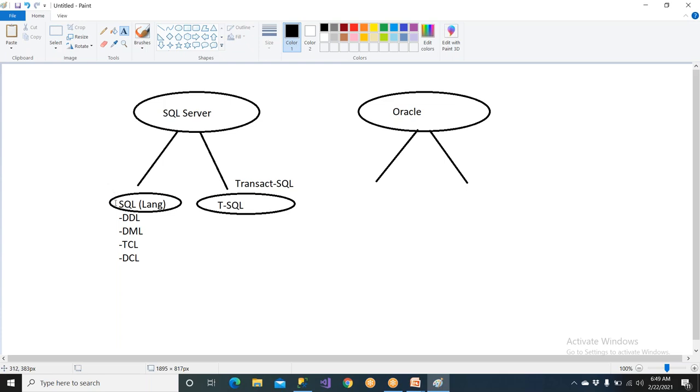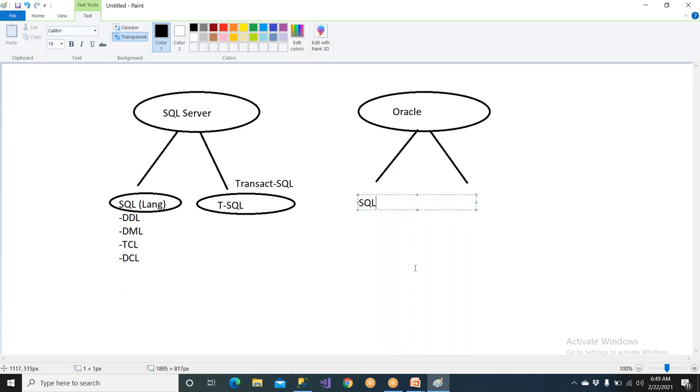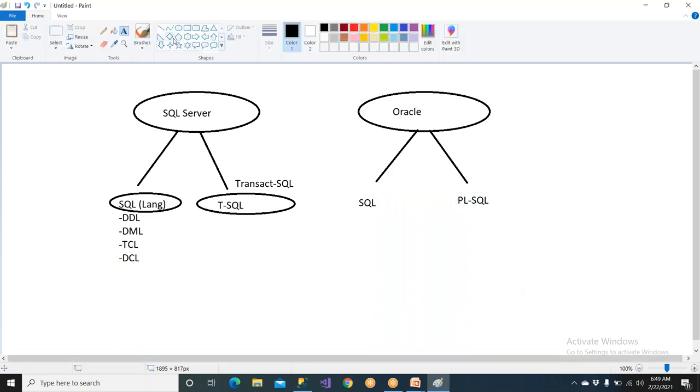SQL was invented by IBM, right? So if you learn Oracle, you will be able to learn the SQL language, plus you will be learning a new language called PL/SQL, Procedural Language SQL. SQL was invented by IBM, and PL/SQL was invented by Oracle, the Oracle company. Clear? So SQL has a lot of commands, but only DDL, DML, TCL, DCL is not sufficient, right? So we need to write complex programming.